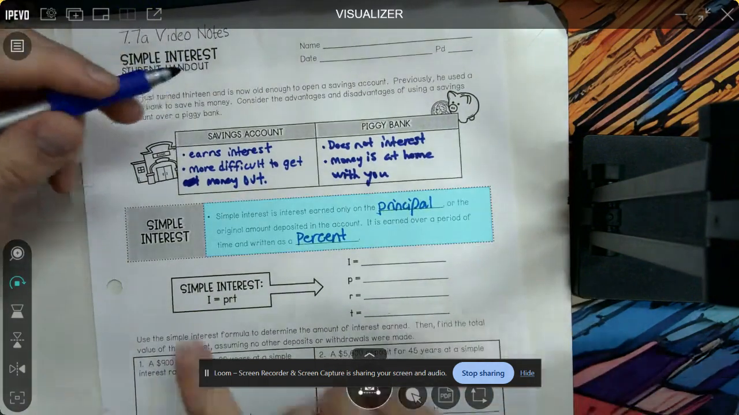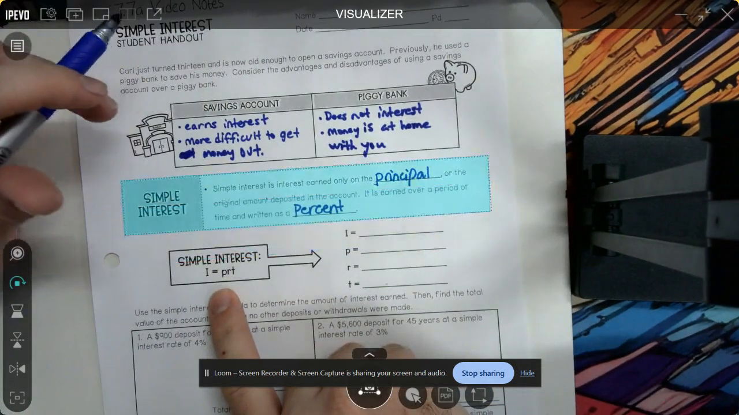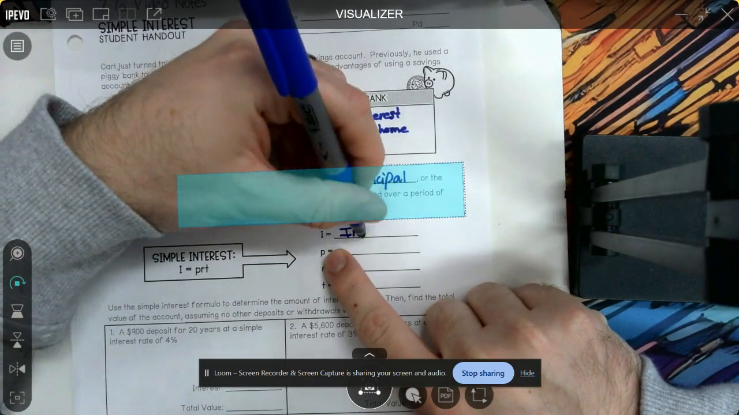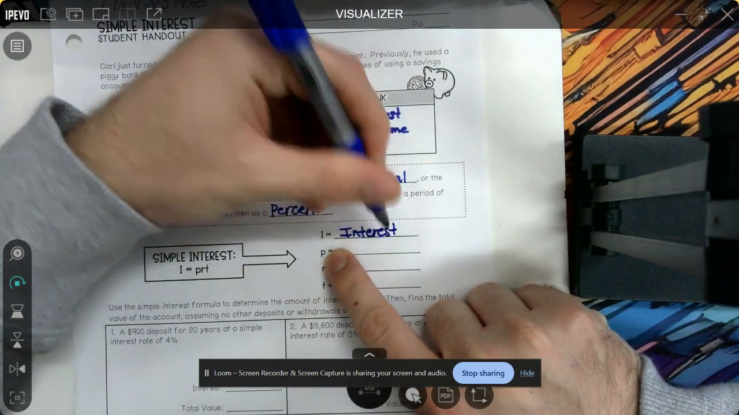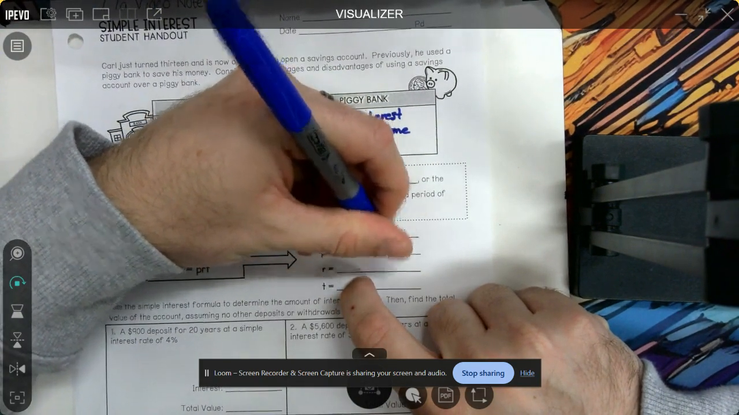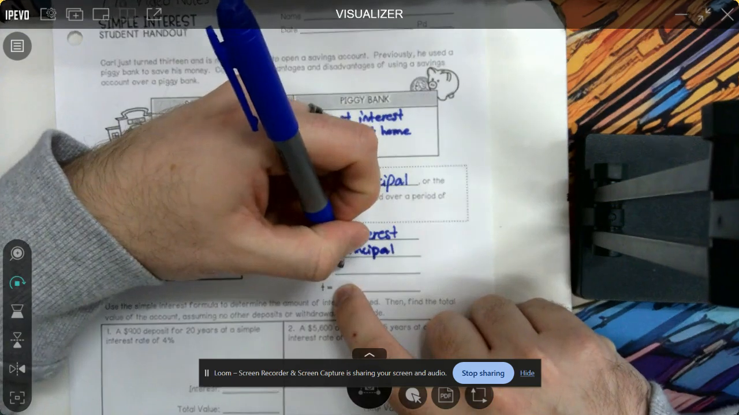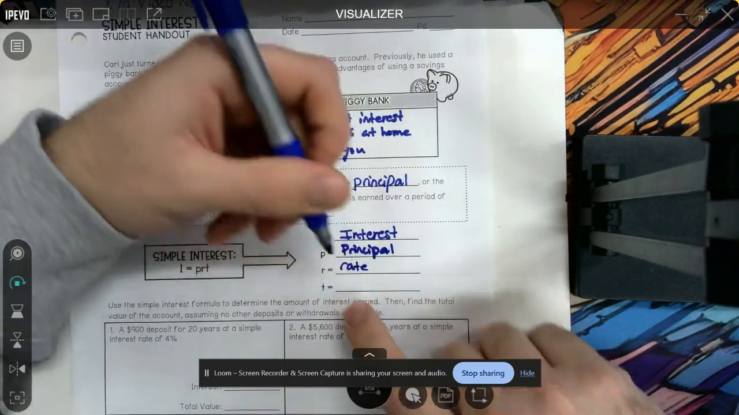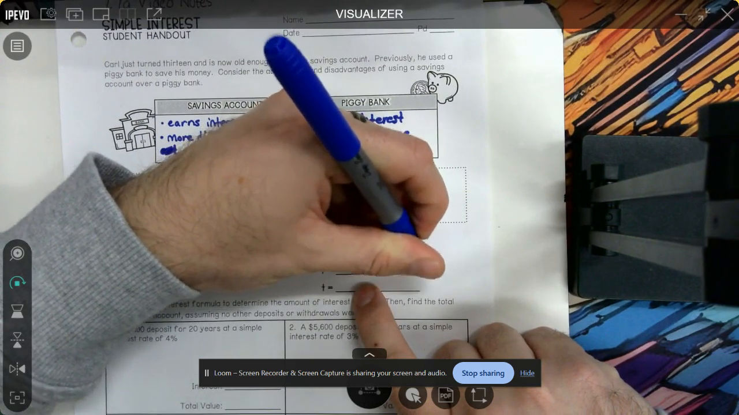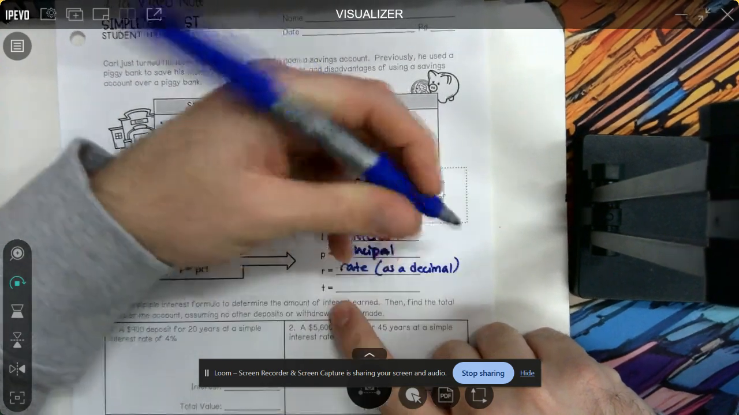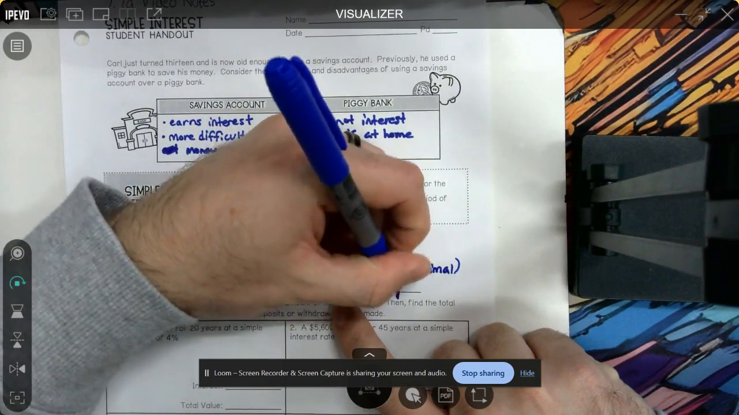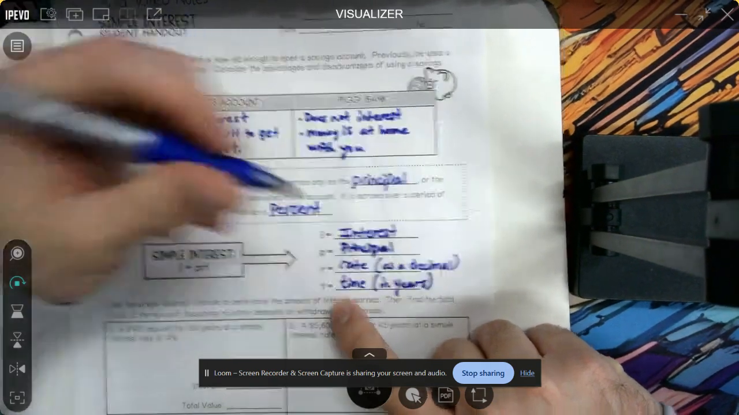So now let's look at our formula. Simple interest, I equals PRT. I stands for interest earned. P stands for principal, or what you start with. R is your rate, your interest rate, but it has to be as a decimal. And T is time, and it has to be in years. So always make sure your time is in years.